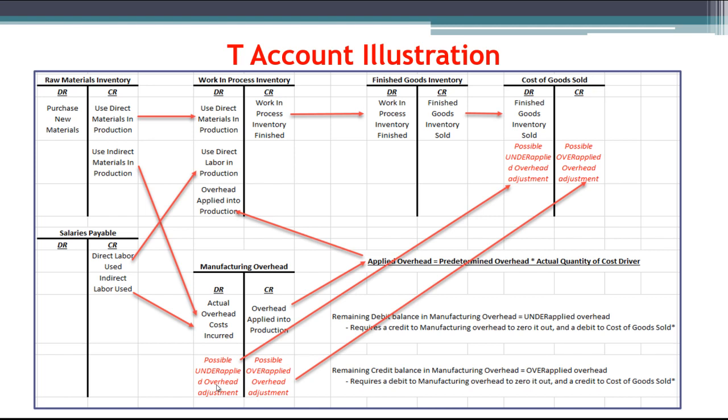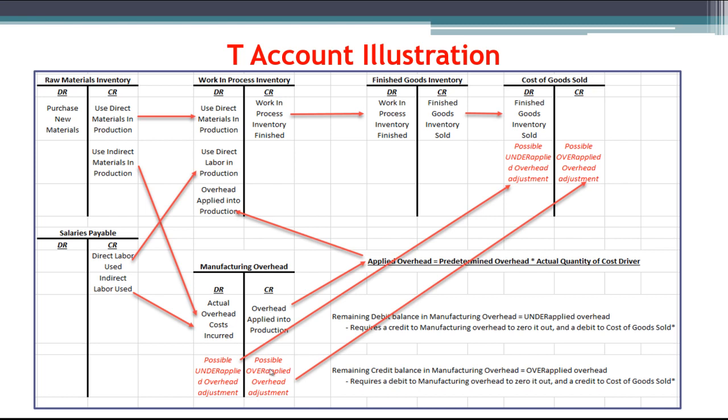To close that out, we first of all have to credit manufacturing overhead for that amount to zero it out. And the debit to that journal entry, for simplicity, usually goes to cost of goods sold, which means it's adding that additional amount of cost in. That cost of goods sold is an expense as well. So that zeroes out manufacturing overhead, and it finally adds in that little bit of remaining cost in the cost of goods sold.